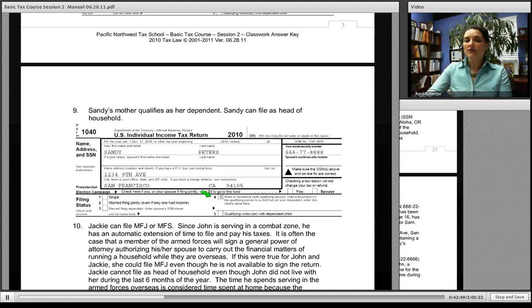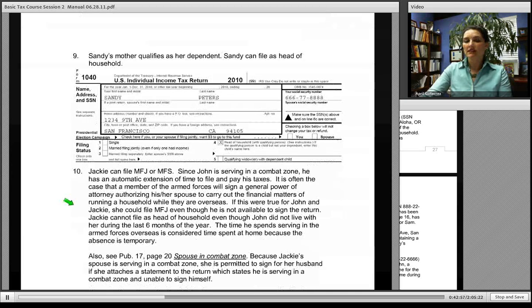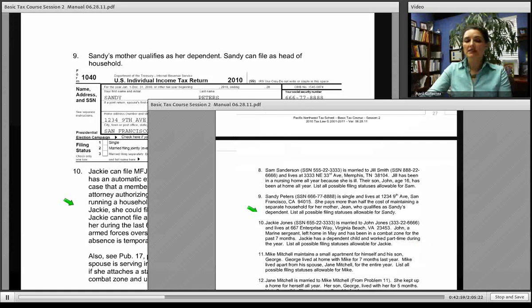Now you'll notice we have not entered the name of Sandy's mother on line 4. That is because Sandy will be claiming her mother as a dependent, and the mother's name will appear under the dependency section. And finally, we come to number 10. Jackie Jones is married to John Jones. They live in Virginia Beach, Virginia.